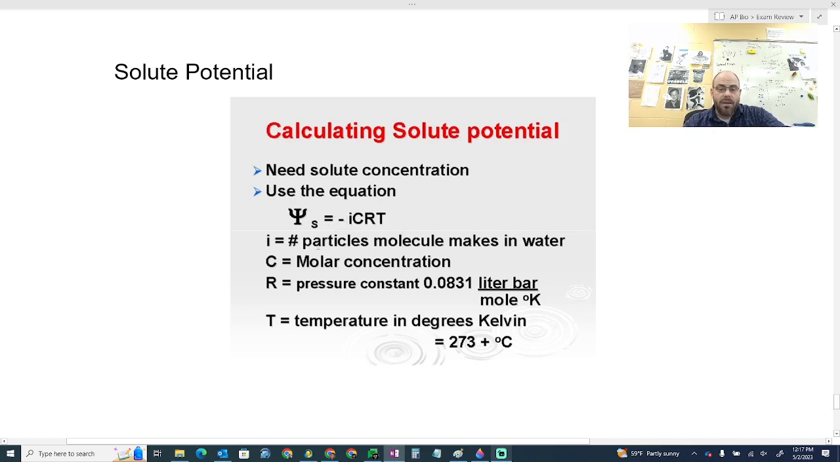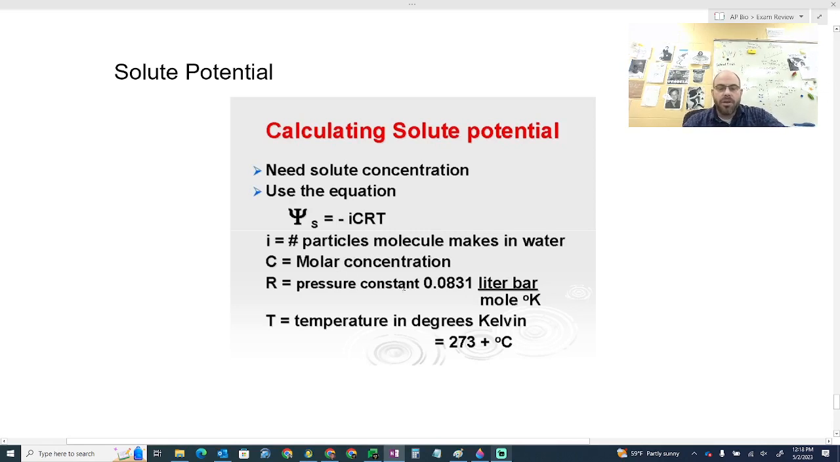I is the ionization constant, or how many particles of molecule are made in water. It's usually going to be 1 or 2. 1 is going to be something like a sugar, like glucose or sucrose, and 2 is going to be like your sodium chloride or hydrochloric acid or sodium hydroxide. Acids, bases, salts are usually going to ionize into 2 particles, whereas sugars are just going to ionize and stay 1 particle.